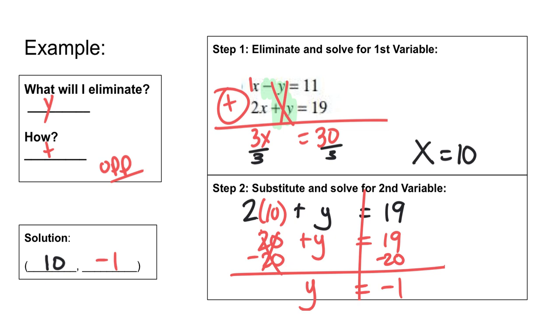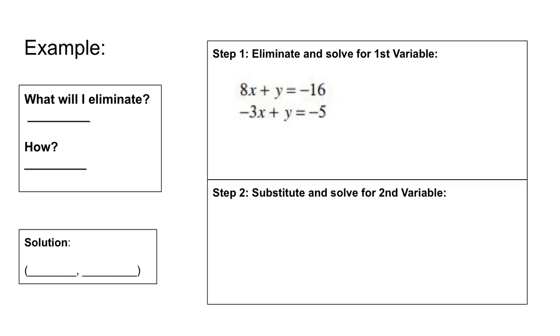All right, continuing on. What about this one? Looking at that one, what matches in this system? We have 8x plus y equals negative 16 and negative 3x plus y equals negative 5. Hopefully from that you recognize that the y's match. The y's will be the piece that we can eliminate. So this time they match and they're the same. Notice that they're both a positive y. They're not opposites this time, they're the same. So because they're the same, we're going to subtract to eliminate.